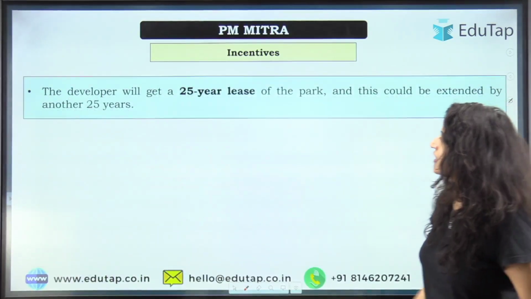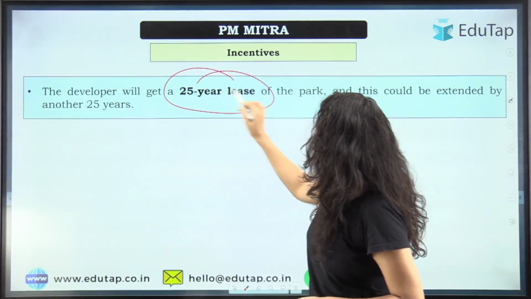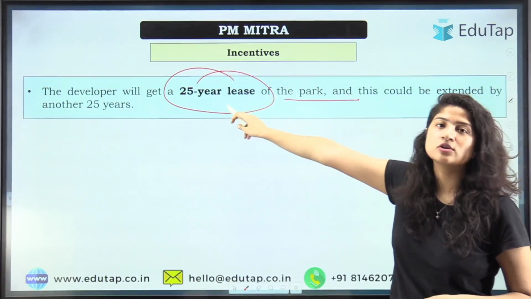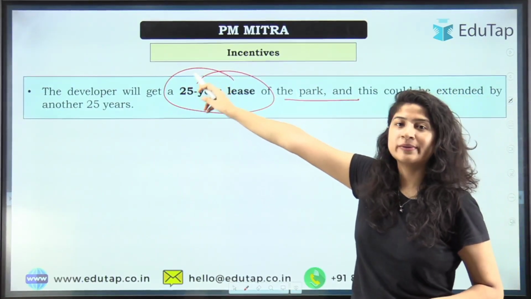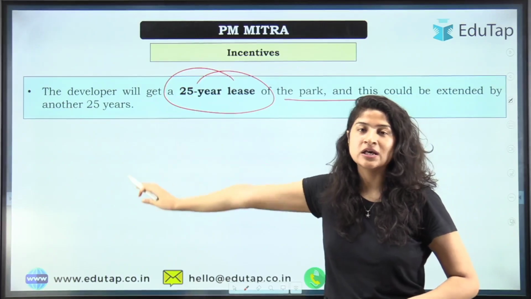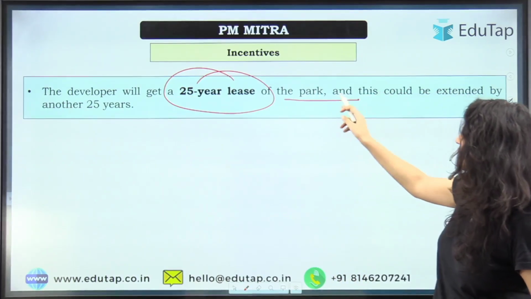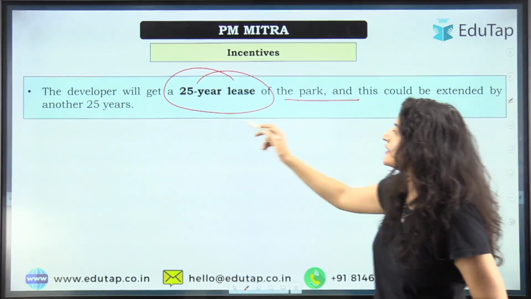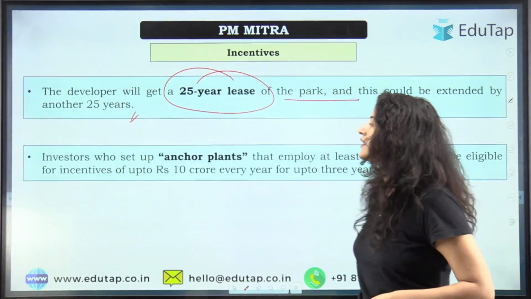Apart from that, the developer will get a 25-year lease of the park. Okay, so this is also important because the developer will be developing the new sites in that park. They'll have a 25-year lease of the park, and it can be further extended to another 25 years.